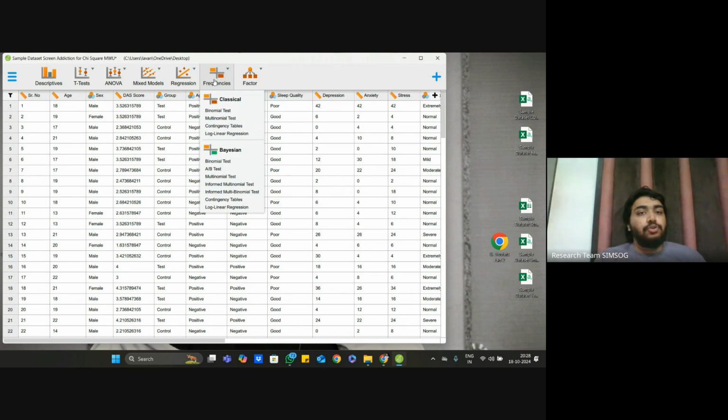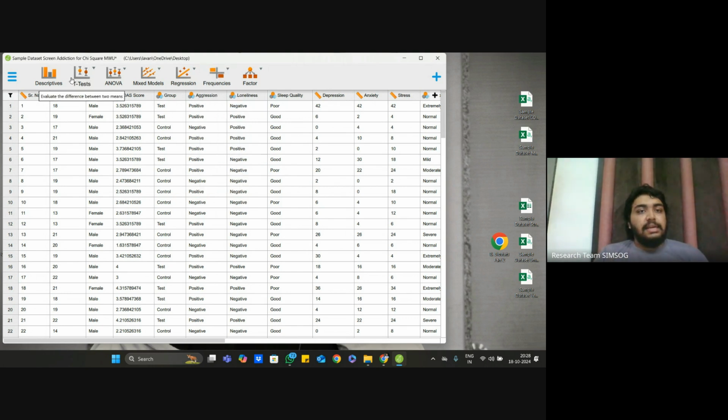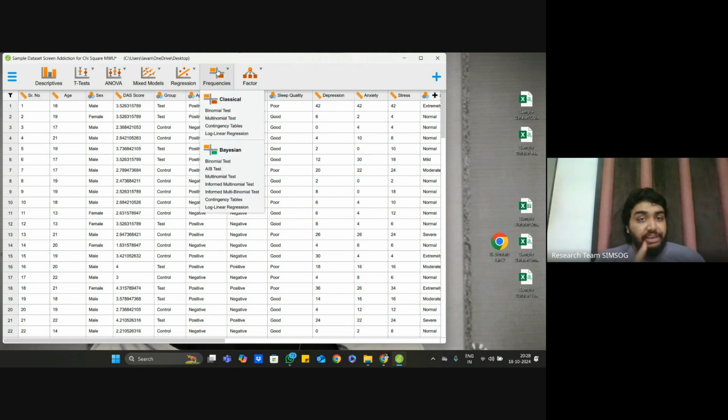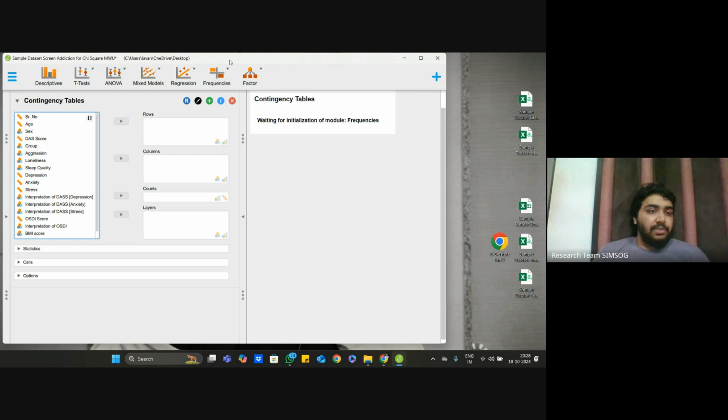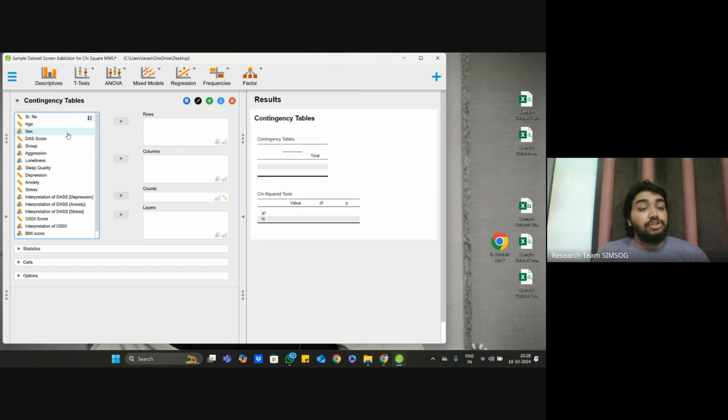Now, if we want to do a chi-square test, in that case, we will have to go to frequencies and click on contingency table. Initially, I want to check whether there's a relation or association between sex and aggression, loneliness, depression, and all of this. Basically, all the qualitative data. So again, I'll tell you, wherever they have used this scale, it is quantitative data, and wherever they have used these three circles, that is qualitative data. So you will easily come to know even if you don't remember your own table.